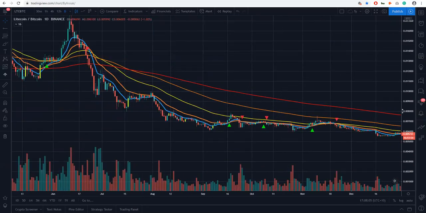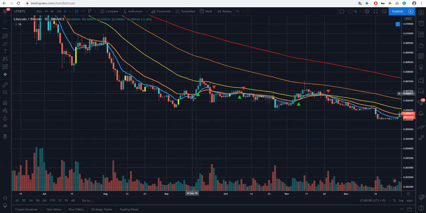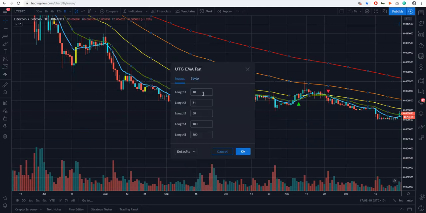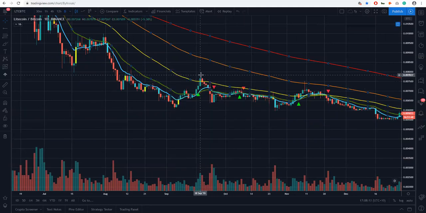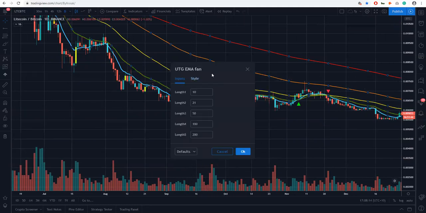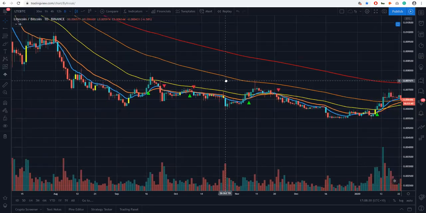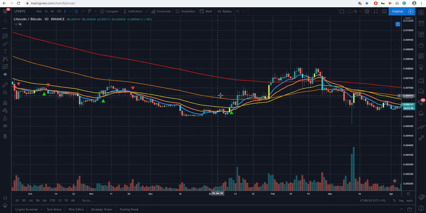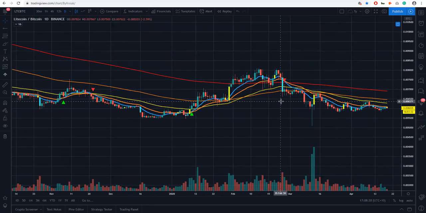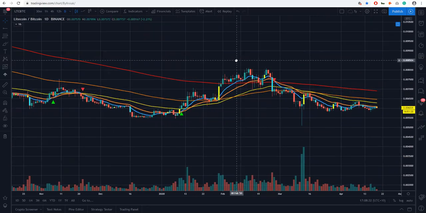So again, as we've broken out of the 10 and 20, our 50 then becomes, and these are the settings for the EMA fan, by the way, 10, 21, 50, 100, 200. We break through here, this becomes the next respected level of resistance. We break through here, this becomes the next respected level of resistance. We break through all three or all four, our 200 becomes our next respected level of resistance.